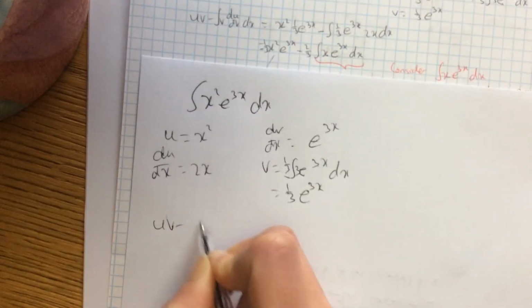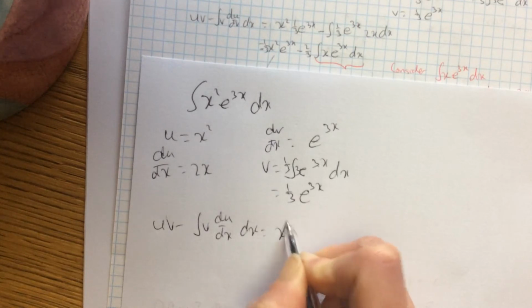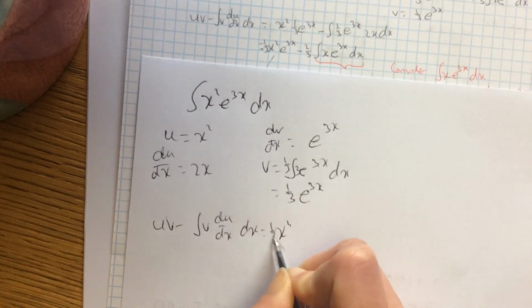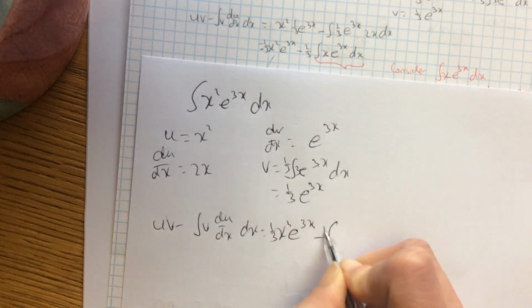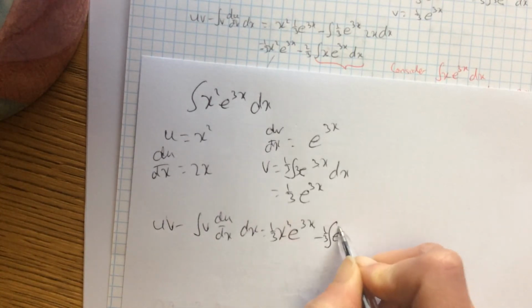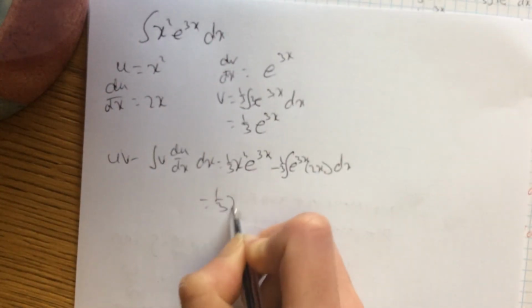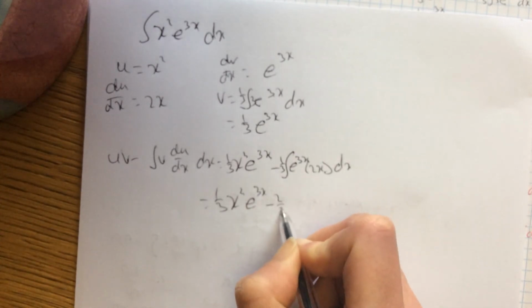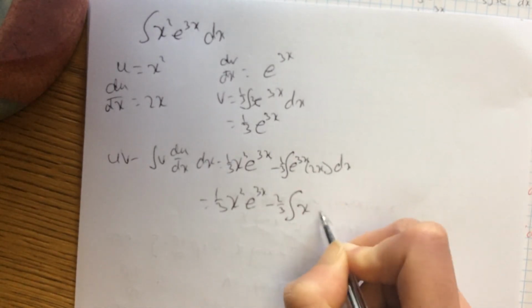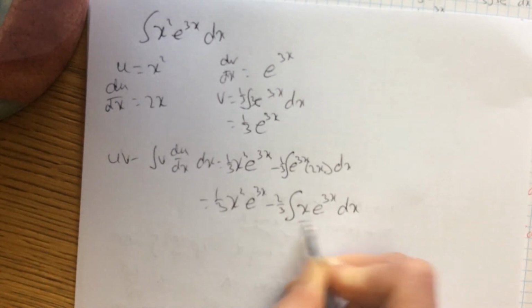So uv minus the integral of v du by dx dx. So uv, I'm just going to put the third in front there to keep it a bit neater, minus v, I'm going to throw that third outside. du by dx is 2x. I can see what's happening here. Third x squared e to the 3x. Bring that 2 outside. You can never bring a letter outside. It's only numbers can go through the integral sign. Can you see us going again with the product rule?